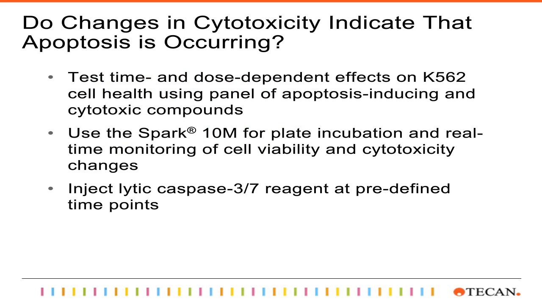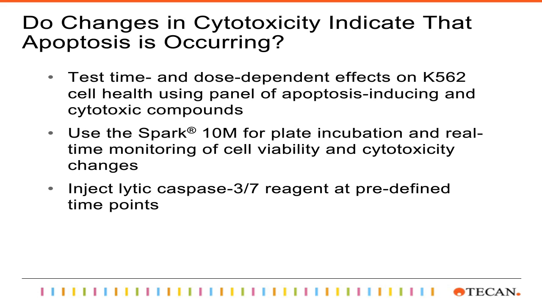So we know that cell death results from caspase activation. And with a focus on multiplexing for determining mechanism of action, in our first experiment, we wanted to know if changes in cytotoxicity indicate that apoptosis is occurring. And can this change in cytotoxicity be used to identify a window of apoptosis detection? So our first experiment, we wanted to test in a time-dependent manner the dose effects of a variety of test compounds on K562 health. And we wanted to see, did they induce apoptosis? Were they cytotoxic, et cetera?